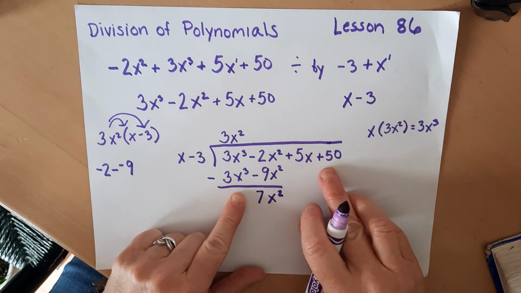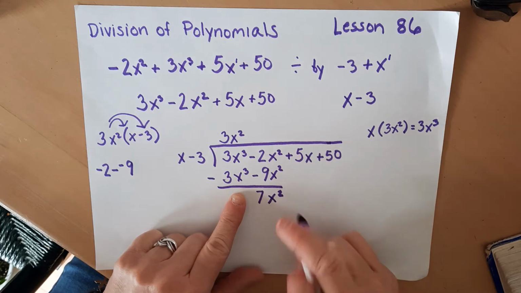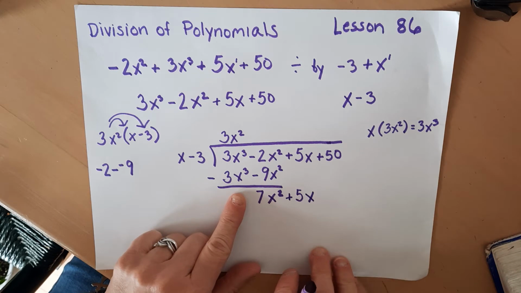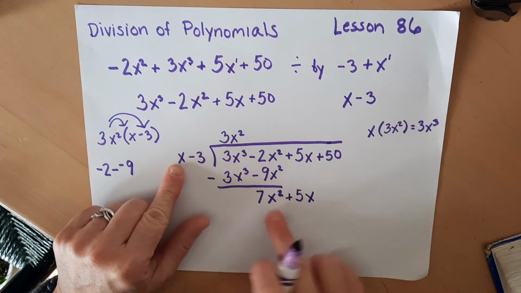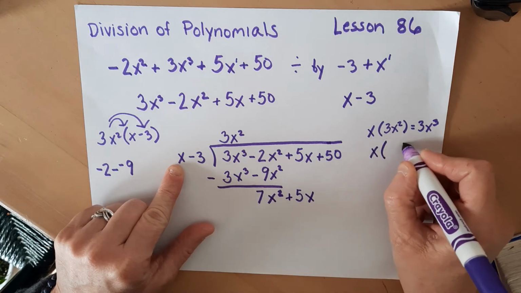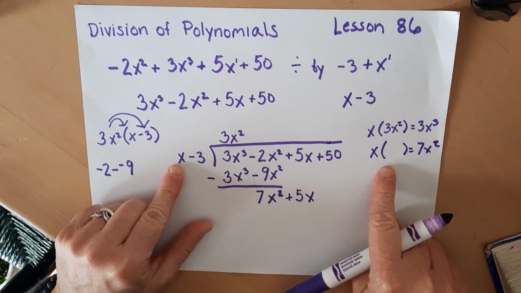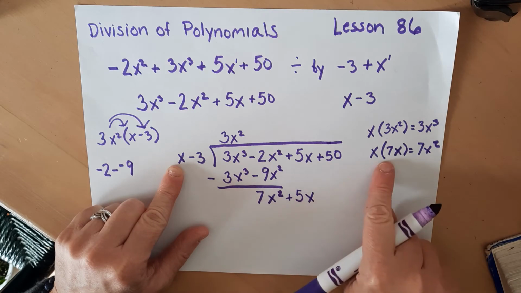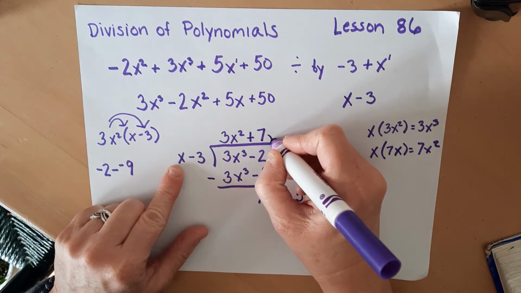Now, just as in long division, we are going to bring down this next term of this polynomial. We're going to bring down the plus 5x. And now we're going to look at just the x and just the 7x squared. And we're going to think in our heads, x times what equals 7x squared? Well, it is 7x. Oh, and it's a positive 7x. So we're going to put a plus 7x right on top.